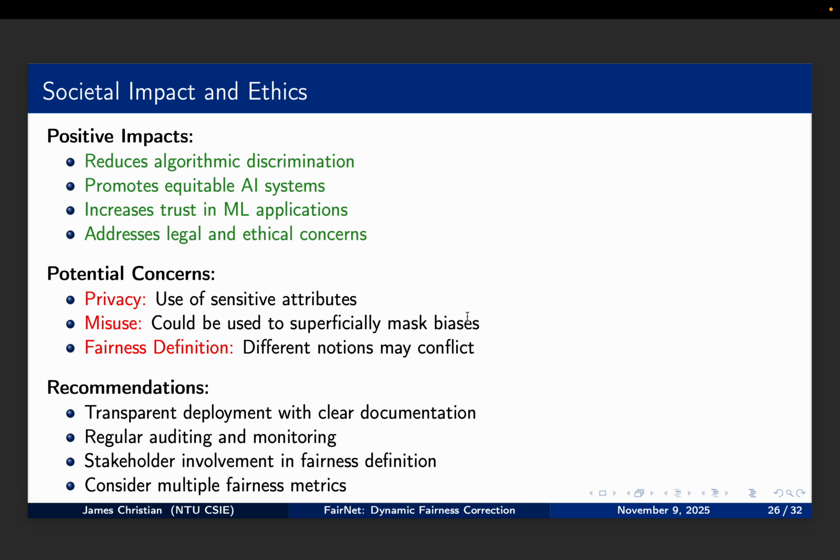And let me discuss the societal impact and ethics. The positive impacts are: it reduces algorithmic discrimination, promotes equitable AI systems, increases trust in ML applications, and addresses legal and ethical concerns. The potential concerns are privacy because it uses sensitive attributes, misuse because it could be used to superficially mask biases, and fairness definition because different notions may conflict. The recommendations are transparent deployment with clear documentation, regular auditing and monitoring, stakeholder involvement in fairness definition, and considering multiple fairness metrics.